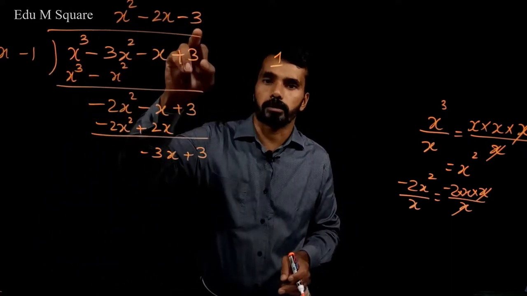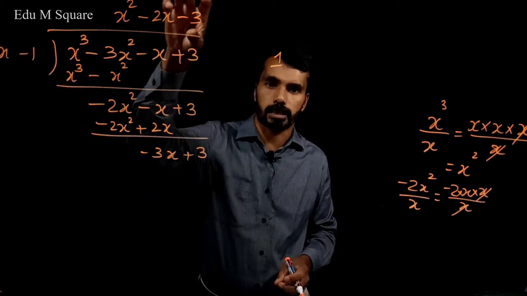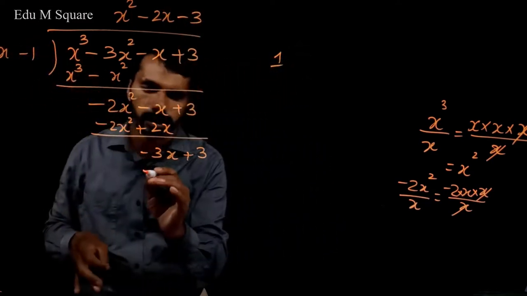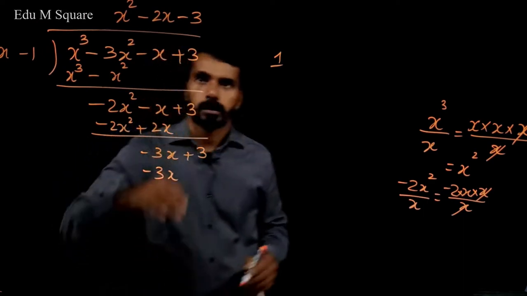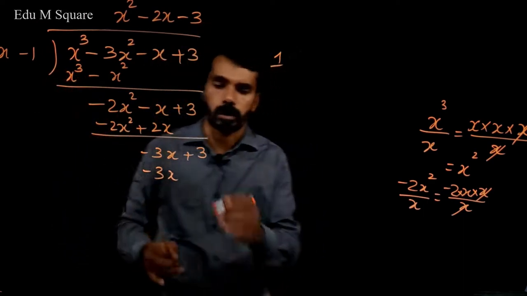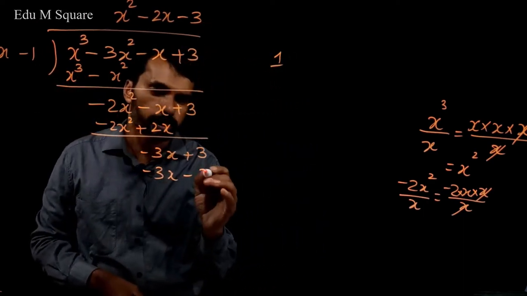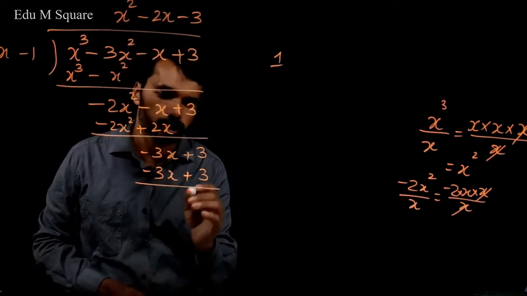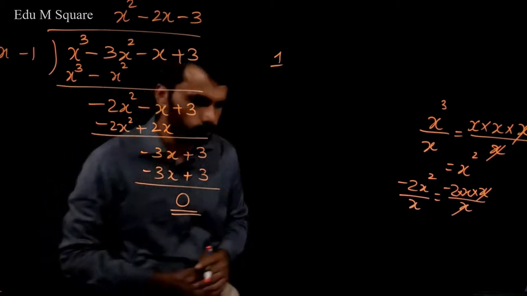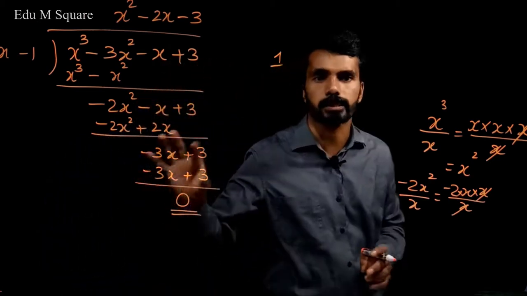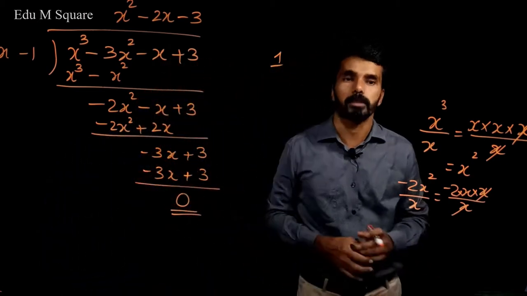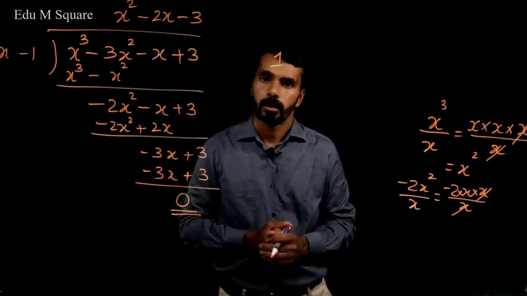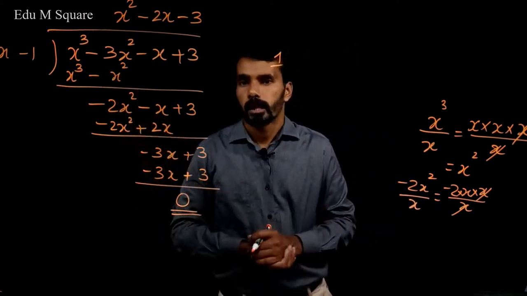Then we multiply each term of the divisor by this minus 3. So minus 3 into x is minus 3x. Then minus 3 into minus 1 is equal to what? Minus 3. Sorry, plus 3. Minus 3 into minus 1 is equal to plus 3. Subtracting, minus 3x minus minus 3x becomes 0. Then 3 minus 3 becomes 0. So here the remainder is 0. So the division process ends here.